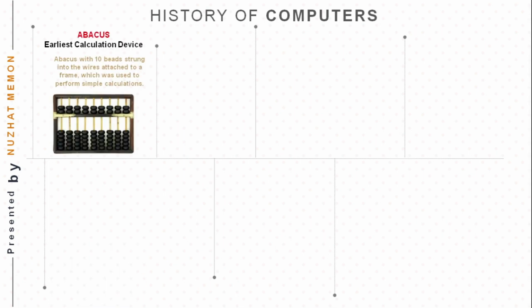The Abacus looks like this. It is also known as a counting frame, and it is basically a calculating tool. The Abacus is the earliest calculation device. It had 10 beads strung onto wires attached to a frame, which was used to perform simple calculations. You can do addition, multiplication, subtraction, division, square root and cube root with this abacus. The purpose of this calculating tool was to teach arithmetic calculations to children and to serve as a calculating tool for everybody.